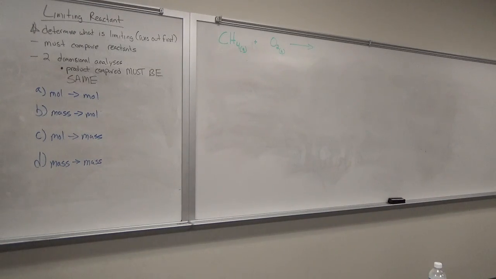Very quickly, to be able to tell a limiting reactant problem, the hint, they're going to give info about both reactants. When you see info about both, you immediately know that it's a limiting reactant problem. If you see info about one, you're over here in theoretical yield. And to determine limiting reactant, you must compare reactants. And we can compare them stoichiometrically using dimensional analysis.